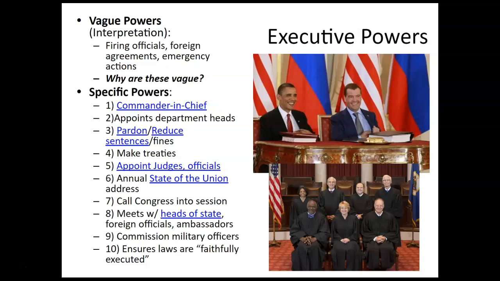Now, the president specifically has vague powers, and the vague powers are laid out to give him or her interpretation power. So they can determine what they need to do based on these. The examples are firing of officials, entering into foreign agreements with other countries, and emergency actions. And the reason why these are vague is because, think about it. Look at the first one. Okay, the first one's obvious.